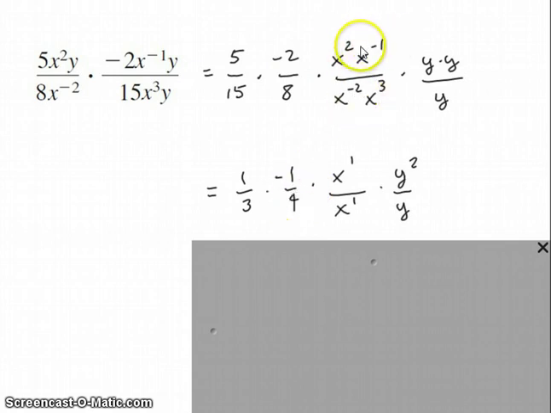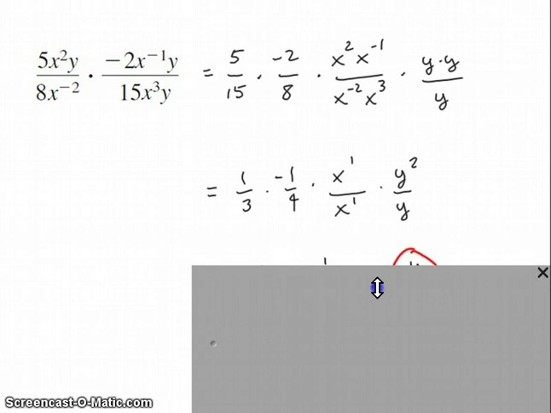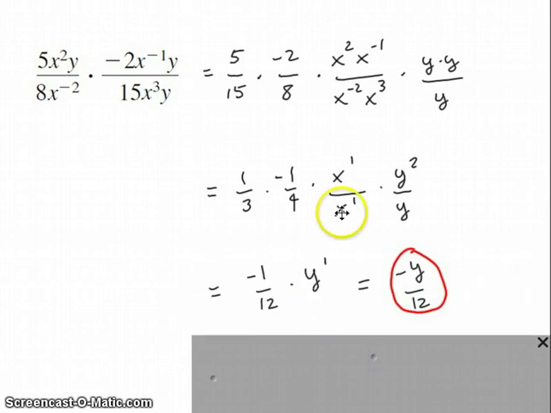X squared, 2 minus 1 becomes 1. Negative 2 plus 3 becomes 1. And so I've got x over x, which is going to go away. And now here I've got y squared over y. Continuing on here, I've got negative 1 over 12. 3 times 4 is 12. And I get negative 1/12. The x's went away, and this simply became y to the first power. So this simplifies down to negative y over 12.